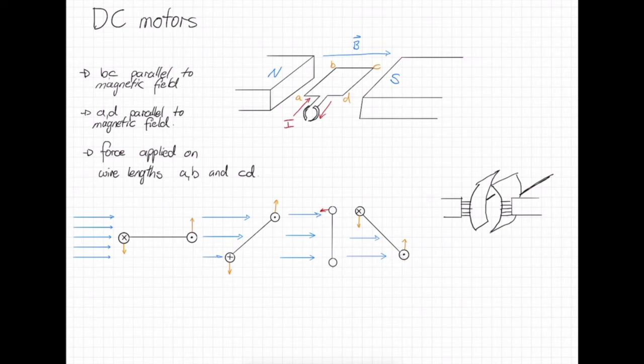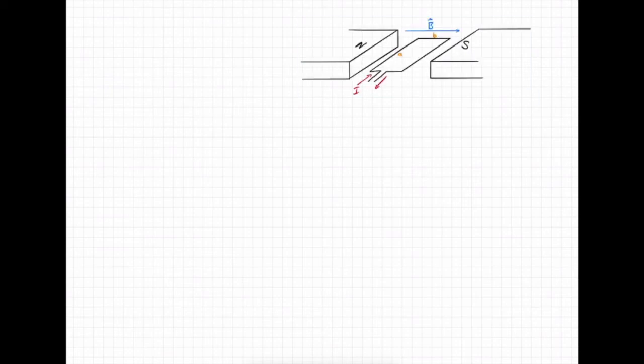Now we're going to derive the equation telling us how much force is going to be able to be achieved out of a DC motor. What I'm going to do now is just bring in our diagram of a DC motor, and I've just labeled this whole side here A and this whole side here B for simplicity.